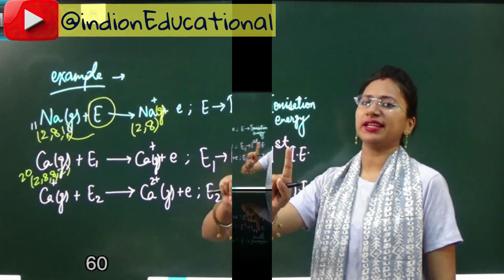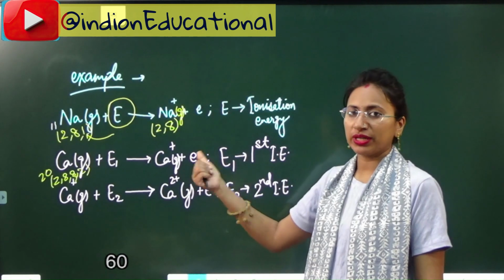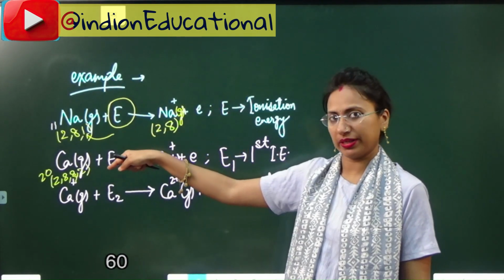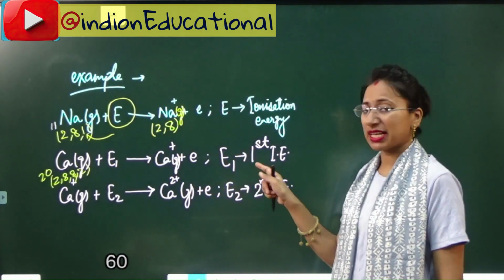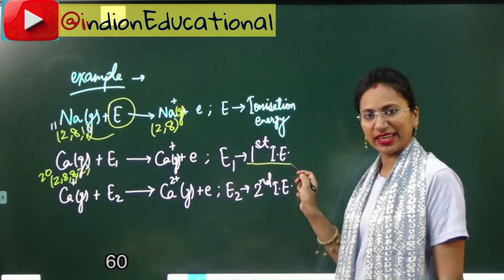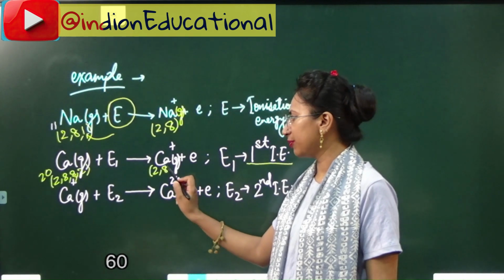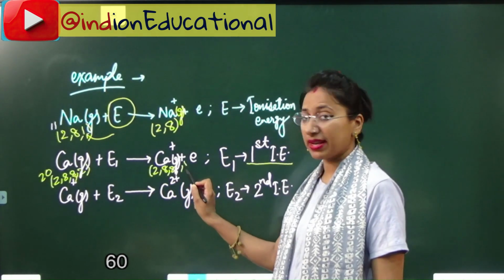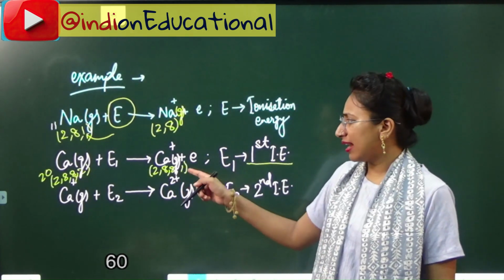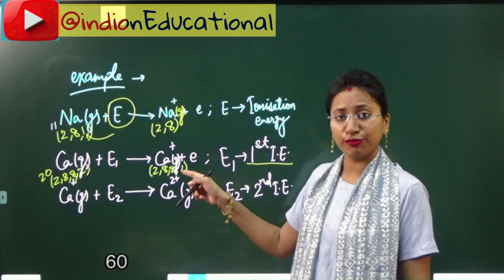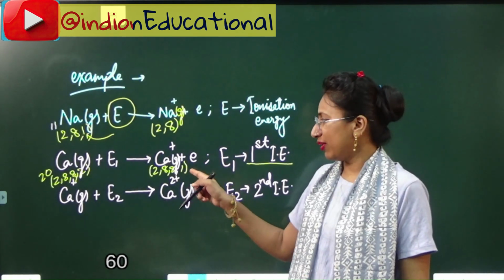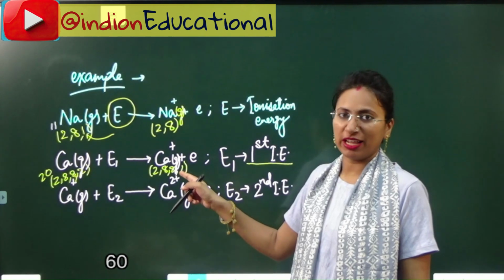Any one electron will be taken out when energy E1 is provided. This is termed the first ionization energy. Now the electronic configuration here should be 2, 8, 8, 1. So the last shell, n equals 4, has 1 electron left.